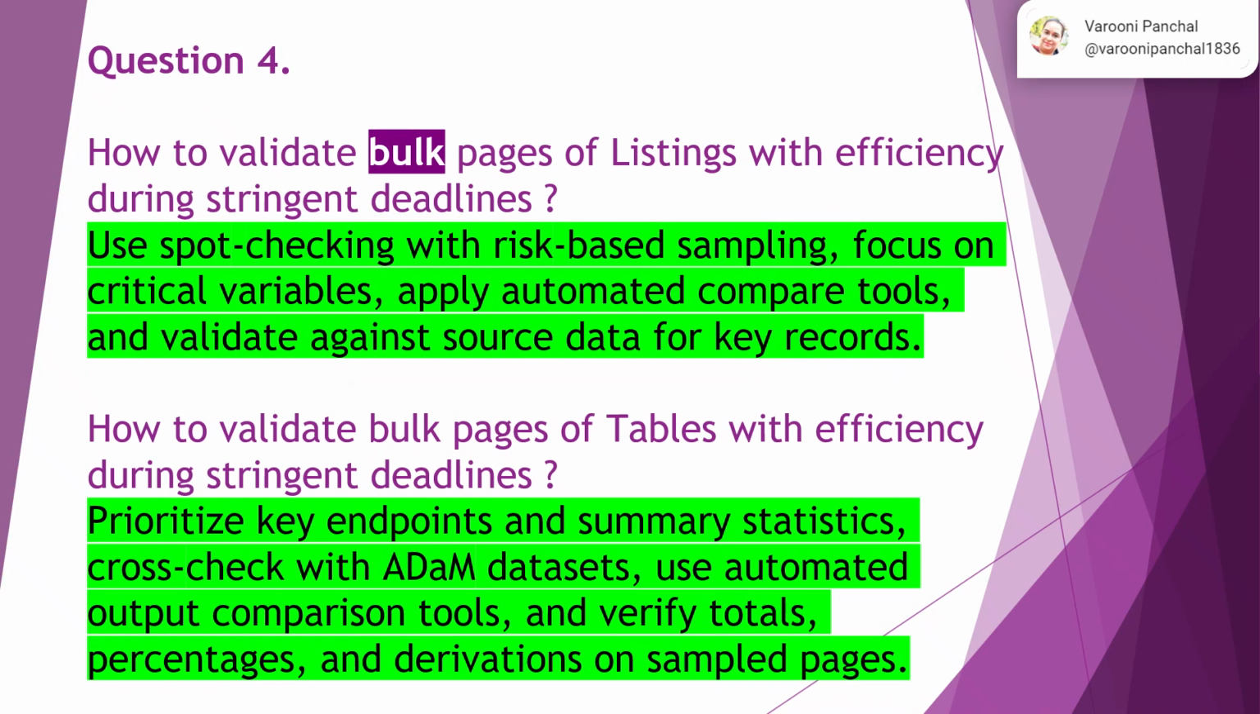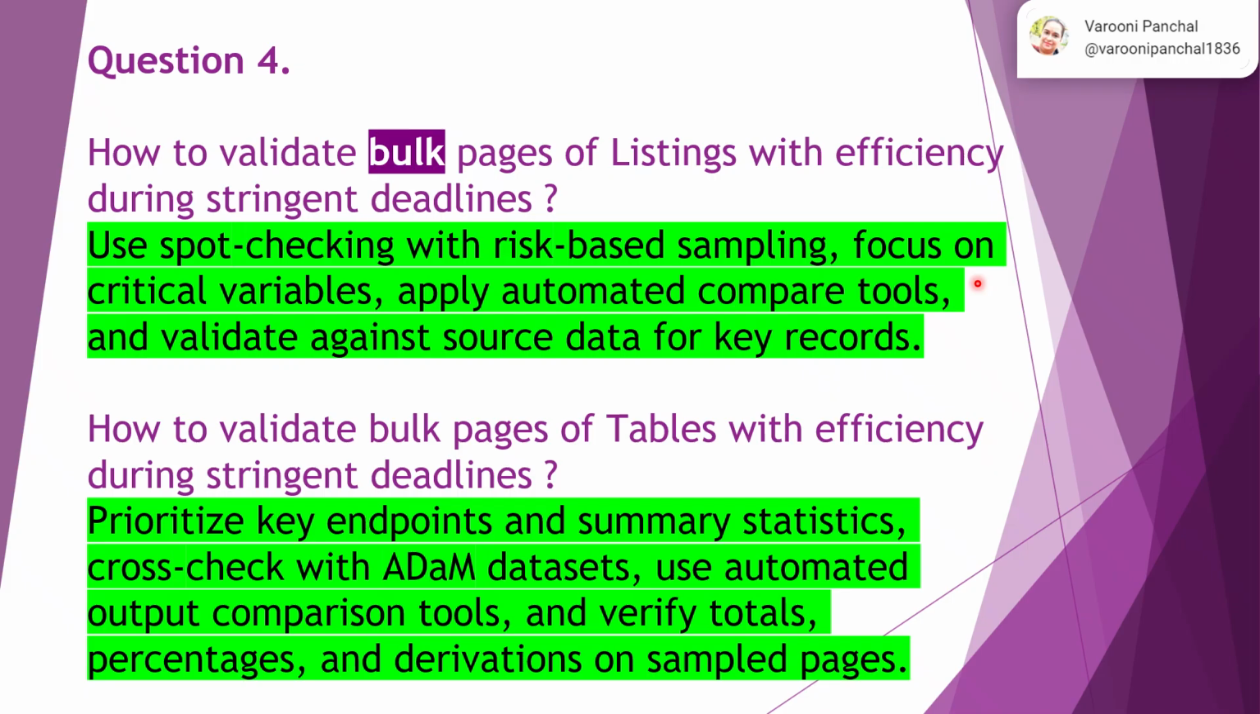Question 4. How do you validate bulk pages of listings efficiently during stringent deadlines? Now, I have seen many scenarios in most of the companies where you will have more than 1,000 tables, listings and figures. You will have 2,000 tables, listings and figures. Now, these are bulk pages, and there is no time. Say, for example, your project manager is saying you have only 1 or 2 working days to validate the entire 2000 pages of listings or tables, right? And there is no extension of the deadline. It's a very stringent and very short deadline.